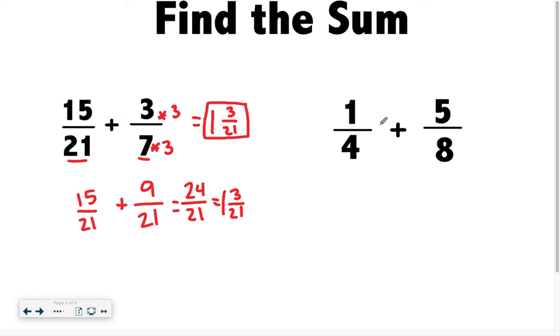Now this next problem, 1/4 plus 5/8, again, different numbers on the bottom. I need them to match. 4 I can multiply to get to 8. So 4 times 2 will give me 8. If I multiply the bottom by 2, I have to multiply the top by 2. So 1 times 2 is 2, 4 times 2 is 8. Now I have 2/8 plus 5/8, which is 7/8. And that can't simplify any further, so I am done.